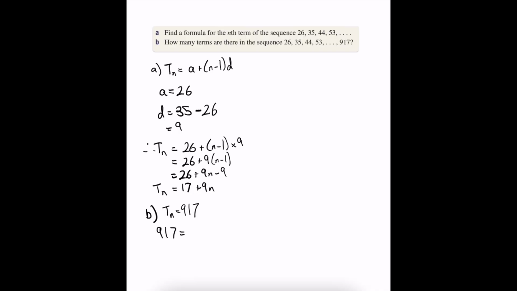So we get 917 equals 17 plus 9n. We subtract 17 on both sides. We get 900 equals 9n. Divide by 9, and we get n equals 100. So therefore, it's the 100th term. So we'll say that this is T100. That's essentially what this question is asking.